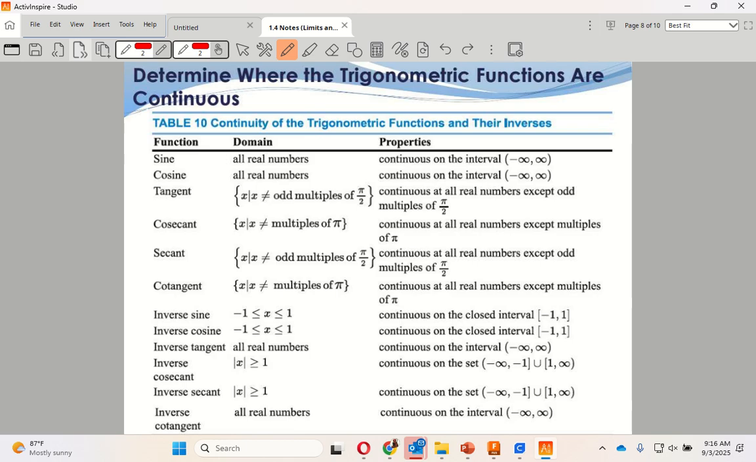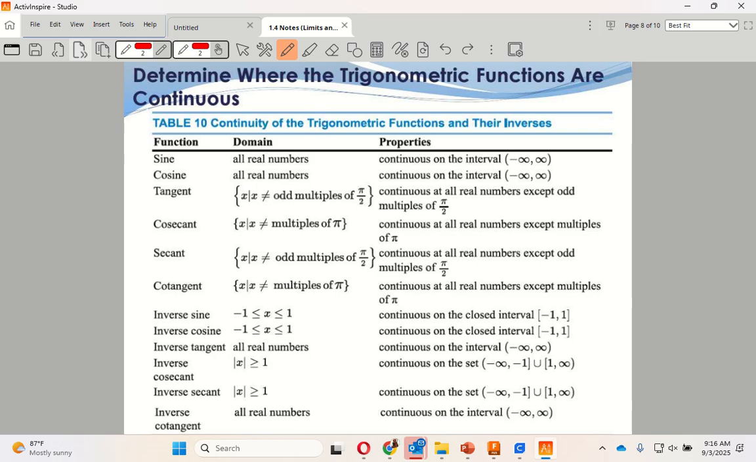1 over sine. Very good. 1 over sine. So everywhere that sine is going to be 0, that one is going to be undefined. So that's multiples of pi. So 0 pi is going to be undefined. 1 pi, that's also going to be at -1, 0, so that's also going to be undefined.